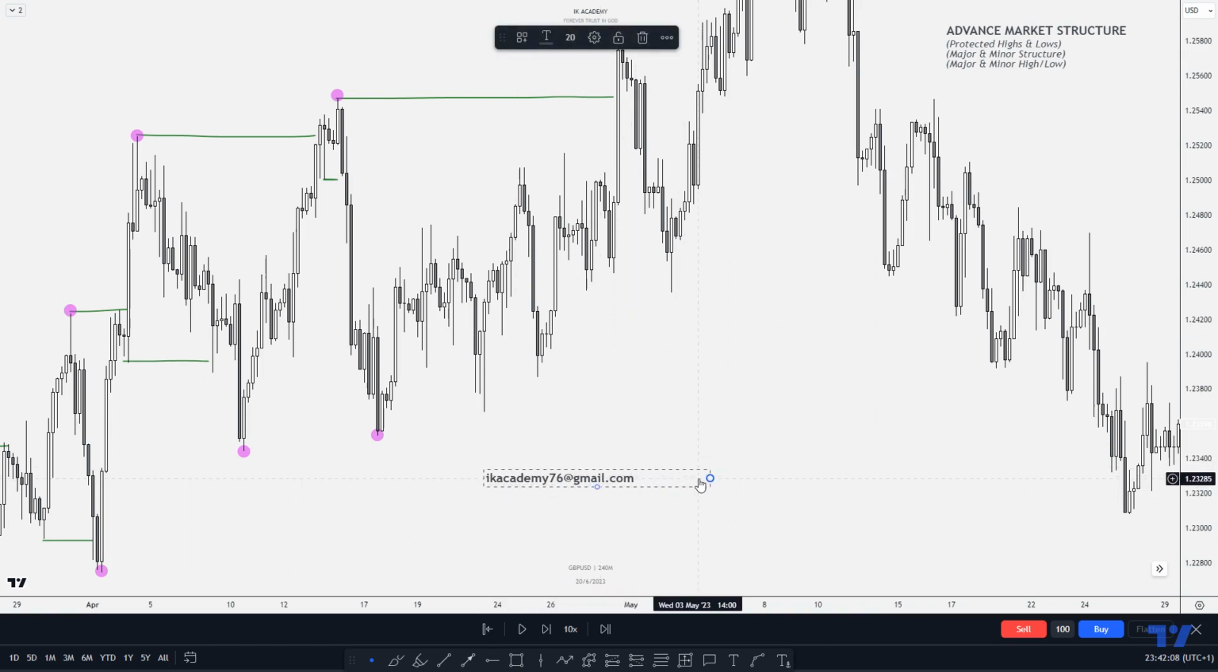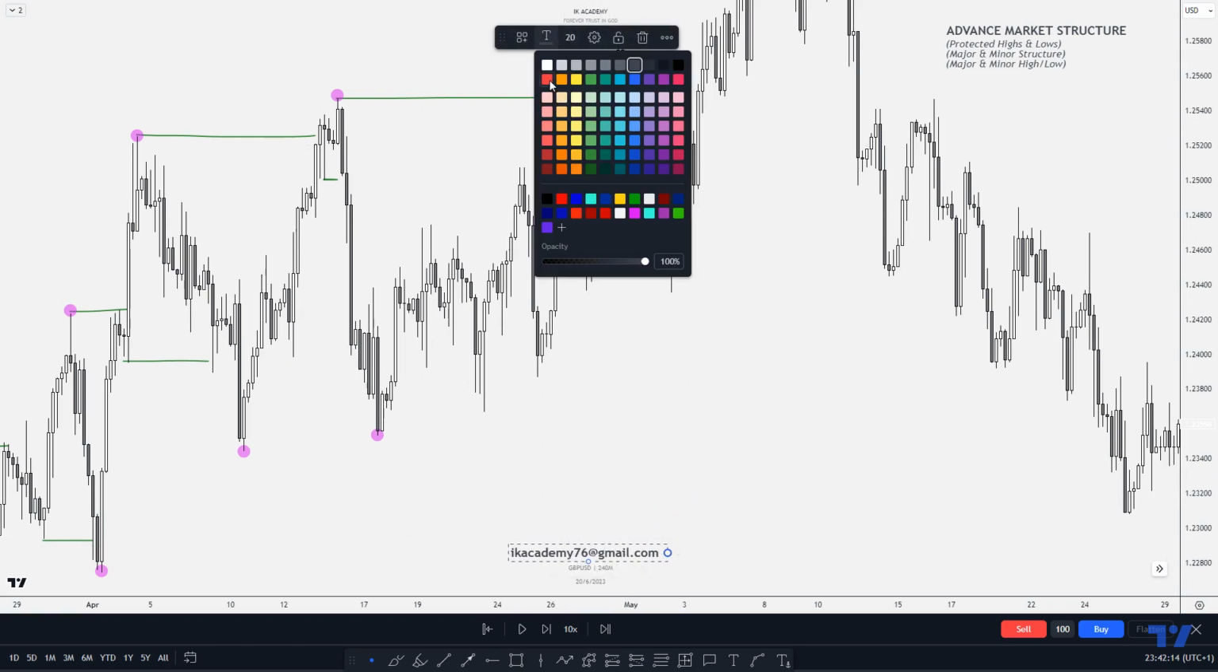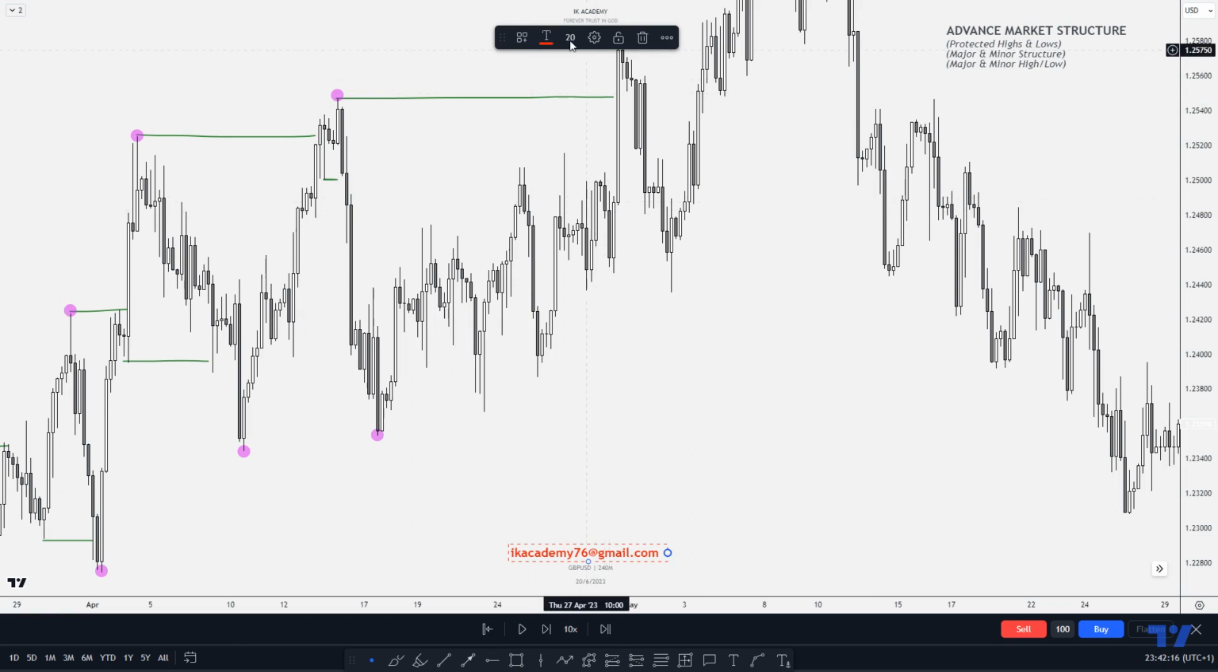Yeah, so I just wanted to add that. Let me just put it here and then make it red so people can see. All right, it's not good.